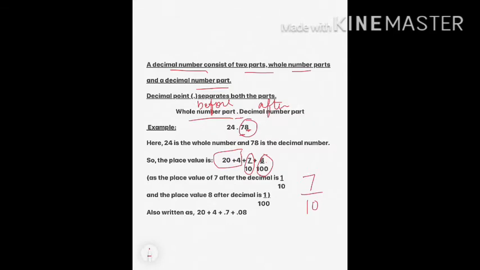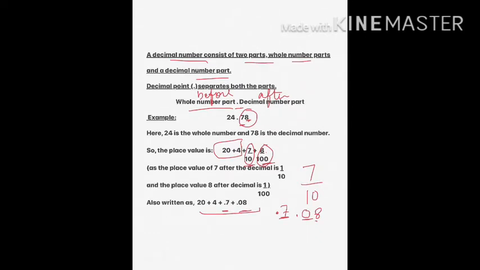So when the place value is tenth and hundredth, that means 10 and 100 will come in the denominator place. Don't forget that. Now these place values can also be written like this: 20 plus 4. And since the 7/10th position is near the decimal, we will write 0.7. And 8 is in the hundredth place, that means it is one place away from the first place, so I will fill that with 0. So the place value is 0.08.